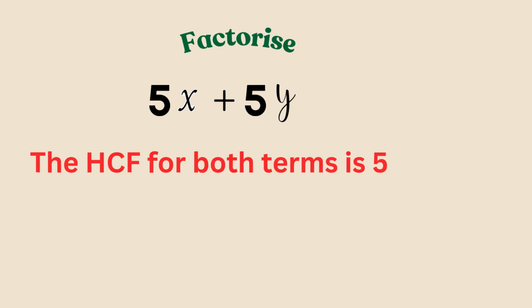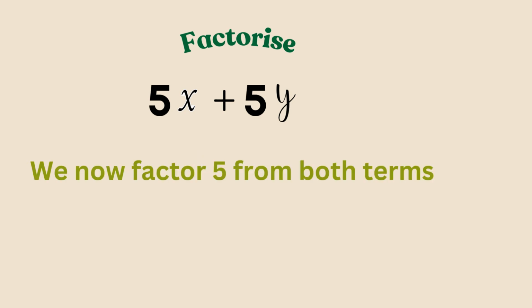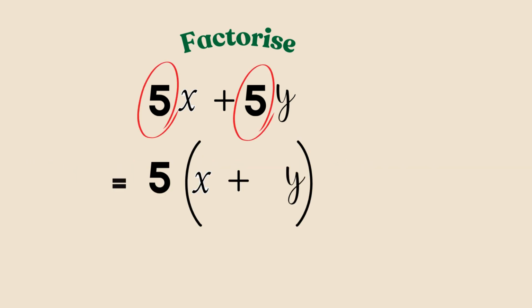The goal is to find the HCF for both terms. Clearly, it is 5. We then factor 5 from each term. We are now left with x plus y in the brackets. Notice that when you expand the brackets, you get the original expression 5x plus 5y.